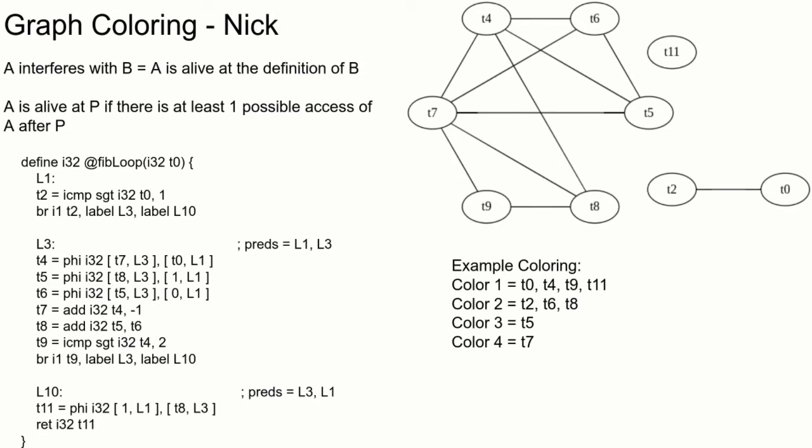Phi instructions say, based on where we came from, where was the jump just before our arrival, so we look 2 jumps back, and we say, well, based on what that jump is, we determine what our value is. So for example, the value of T4 depends on where we came from. It is either the value of T7 if we came from L3, or it is the value of T0 if we came from L1.